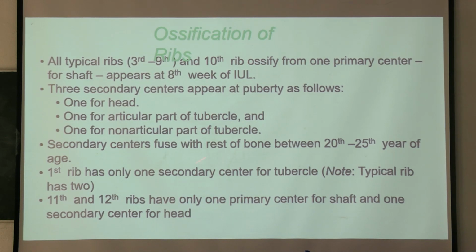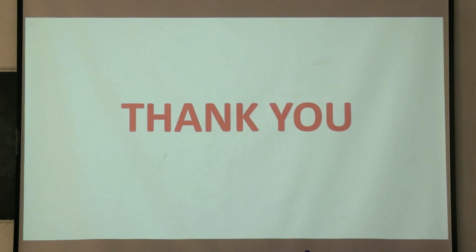First rib has only one secondary center for the tubercle because it has only an articular part. That is the difference from a typical rib. And 11th and 12th ribs have only a primary center for the shaft and one secondary center for the head. They do not have any tubercle, that's why no center for the tubercle, only the head. For the head one center is present. Okay, so this is ossification of rib. So you have to know the identification points.